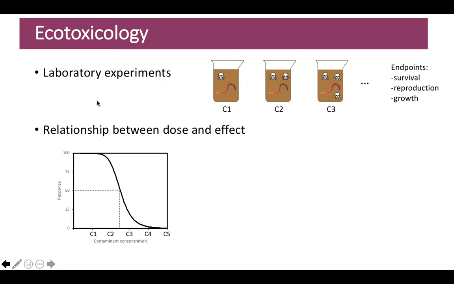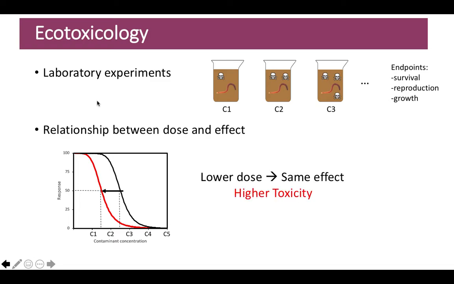So here, for example, you can see in this graph, with increasing concentration of the contaminant, we decrease the response in the organisms. And this is very useful if you want to compare exposures or contaminants, because, for example, for the compound in the red line, you have the same response, but obtained at a lower concentration of the contaminant. Therefore, you can conclude that this compound has a higher toxicity in comparison to the compound represented by the black line.